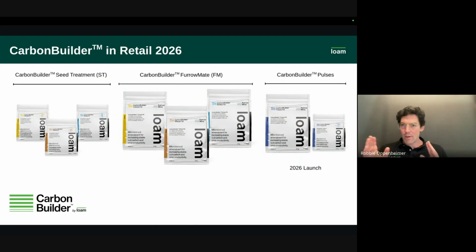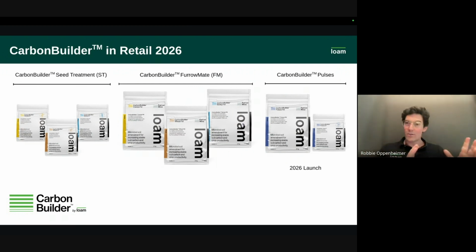So just starting to wrap up and say, what's out there and what's available. CarbonBuilder is available in retail stores in 2026. If anyone has been following Loam or working with Loam in the past, they'll know that we also participate in the ACU Carbon Project scheme through a service called Second Crop. These things have been decoupled because we've got some growers who want to go into a carbon project. That's great and that's fine. If that's for you, get in touch.